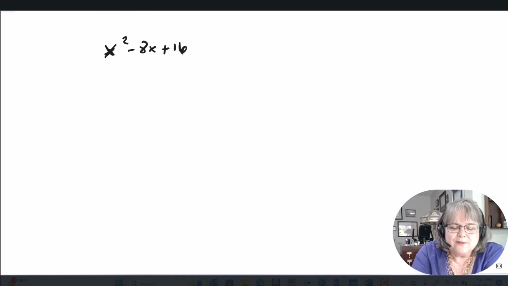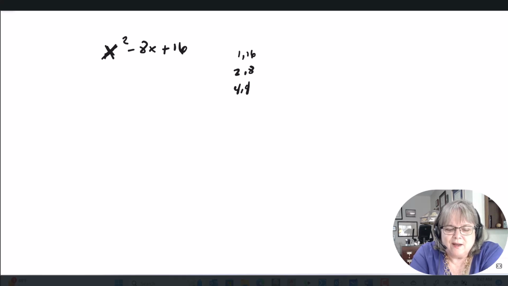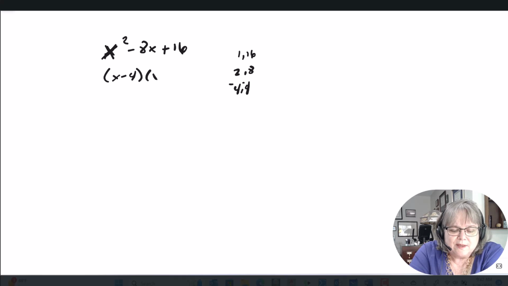All right, let's look at a couple other types. So let's go x squared minus 8x plus 16. Now, this still fits under the category of does it have a lead coefficient of a 1 and is a trinomial? And that would definitely work. You'd say what multiplies to 16, 1 and 16, 2 and 8, 4 and 4, right? And adds to -8, and you could say, oh, the 4s, right? And that would get you x minus 4 times x minus 4.